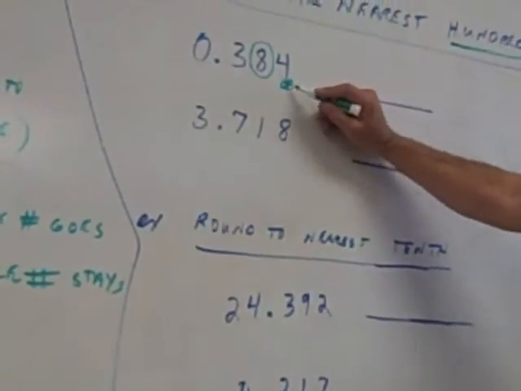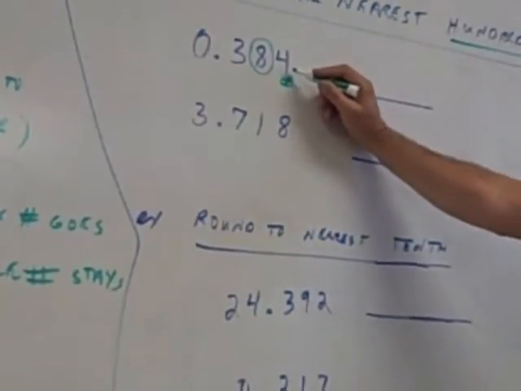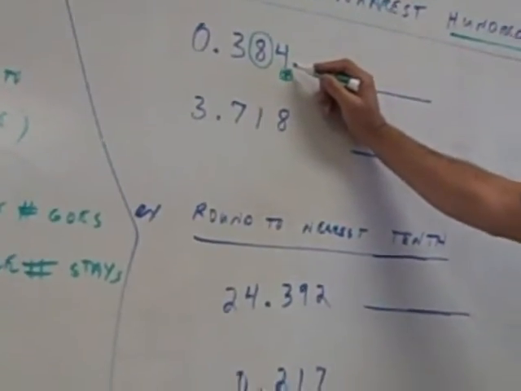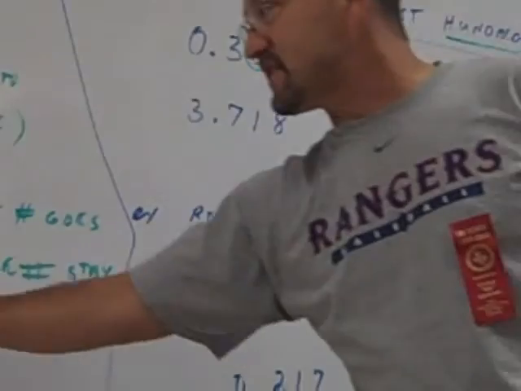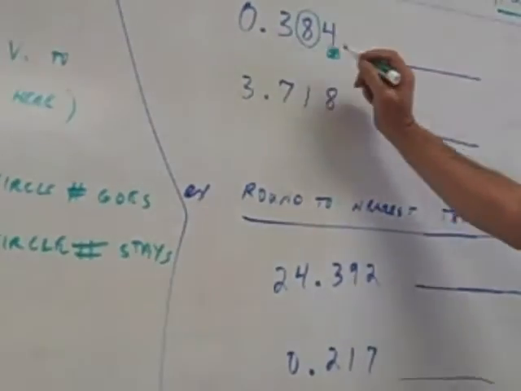So, look in here. My eyeball says, look at the 4. Is it more than 5 or less than 5? Less than 5. If it's less than 5, my circle number stays the same. So my circle 8 stays 8. Write it down. Stays 8.